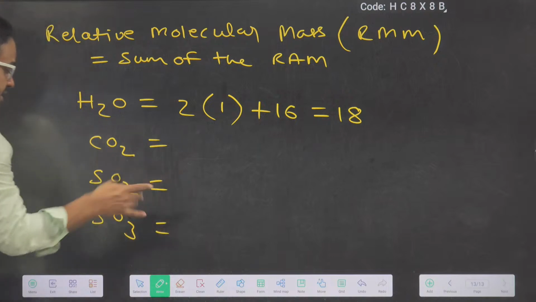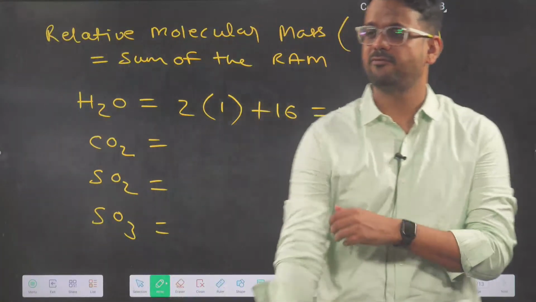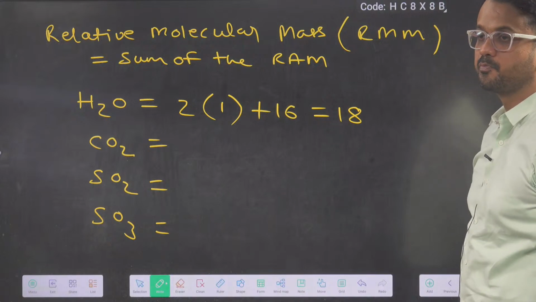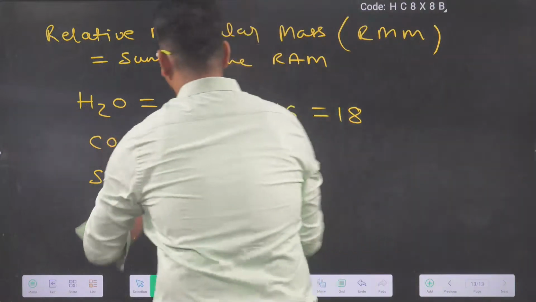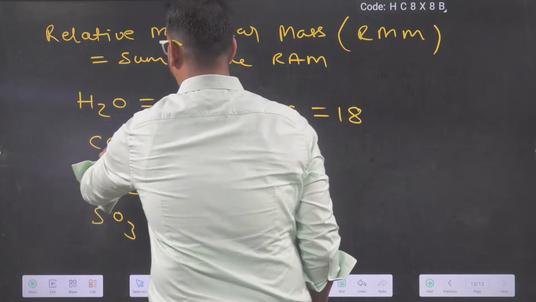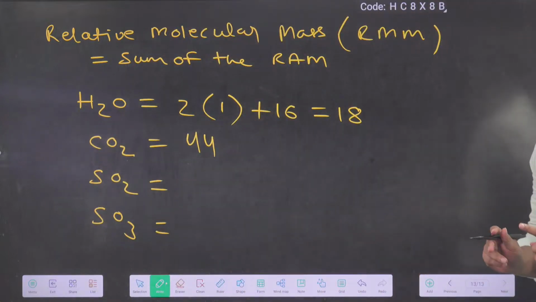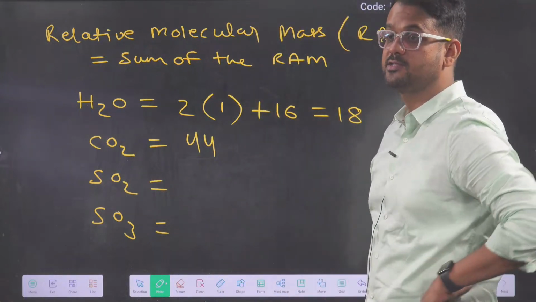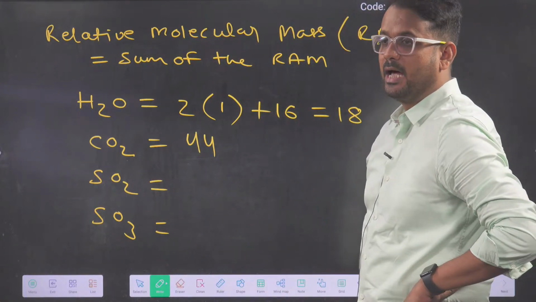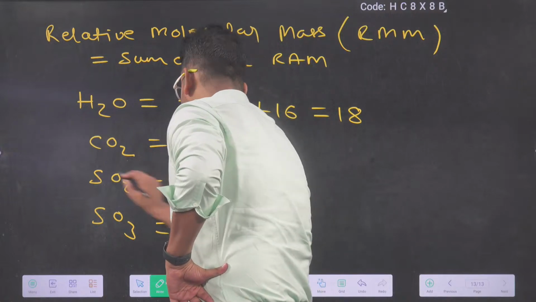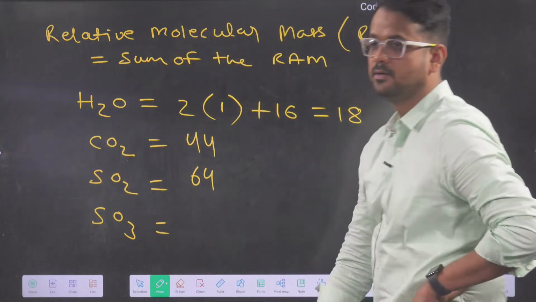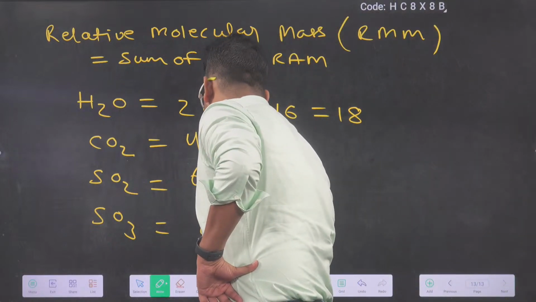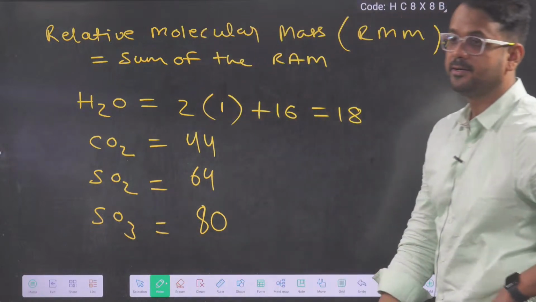If you have forgotten anything, you can ask me. Carbon is 12. Oxygen is 16. Sulfur is 32. CO2 will be 44. 12 plus 32. SO2, sulfur is 32. SO2 will be 64. 32 plus 16 into 2, 32. And SO3 will be 80. 32 plus 48.